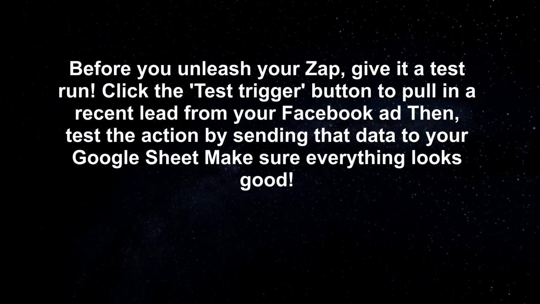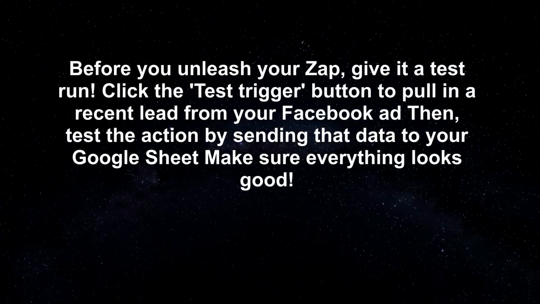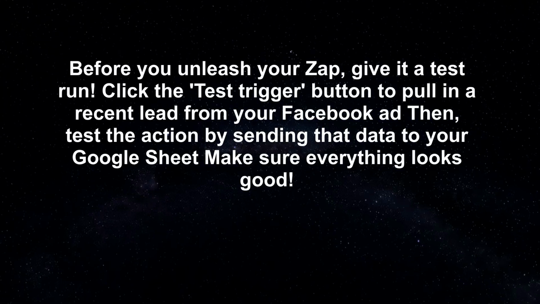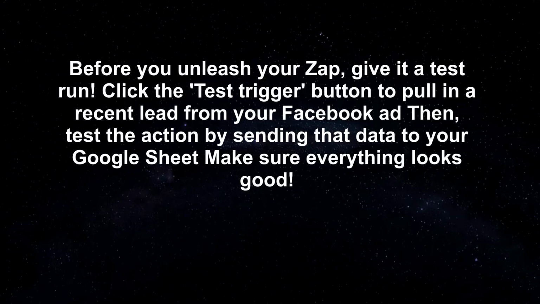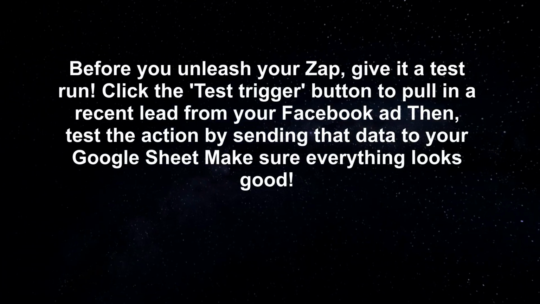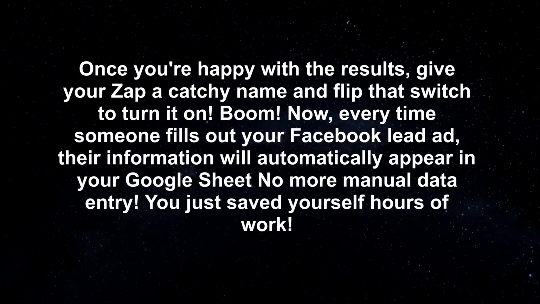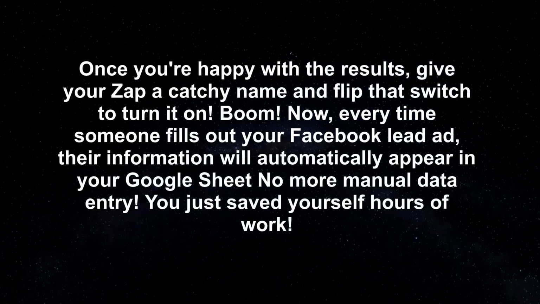Before you unleash your Zap, give it a test run. Click the Test Trigger button to pull in a recent lead from your Facebook ad. Then, test the action by sending that data to your Google Sheet. Make sure everything looks good. Once you're happy with the results, give your Zap a catchy name and flip that switch to turn it on.